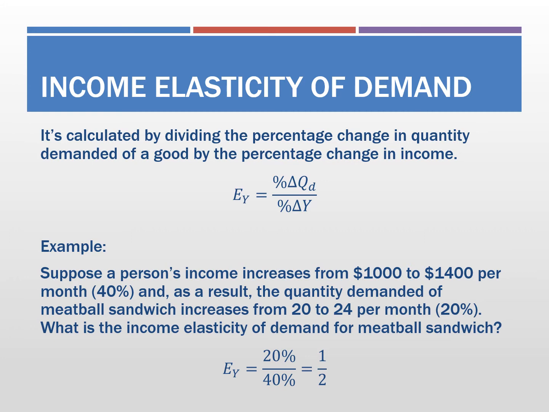So the interpretation of this income elasticity should be pretty straightforward for you now, because we went over two elasticity concepts, and now it's basically another one that's similar to the previous study. The income elasticity coefficient tells us for every 1% change in income, what's the percentage change in quantity demanded for the good. So this 1 over 2, or 0.5, represents that for every 1% increase in income, this person will buy 0.5% more meatball sandwiches in the given period.